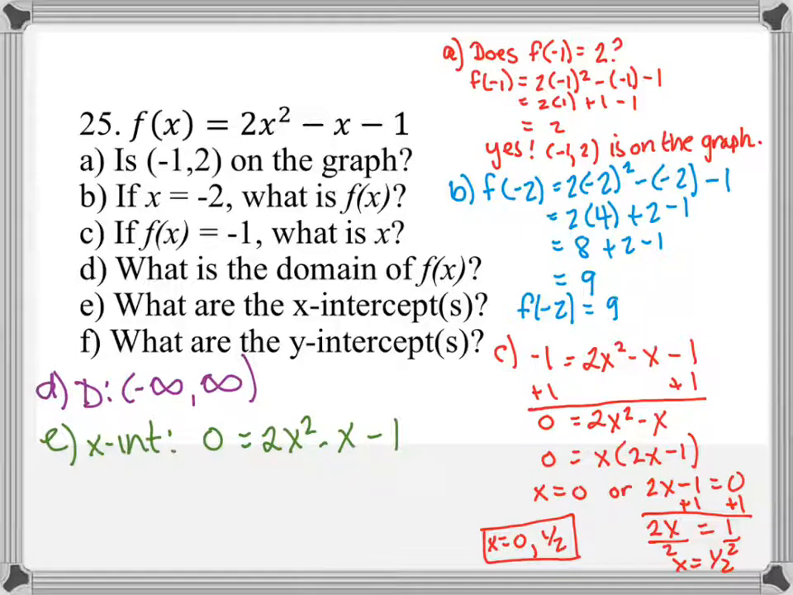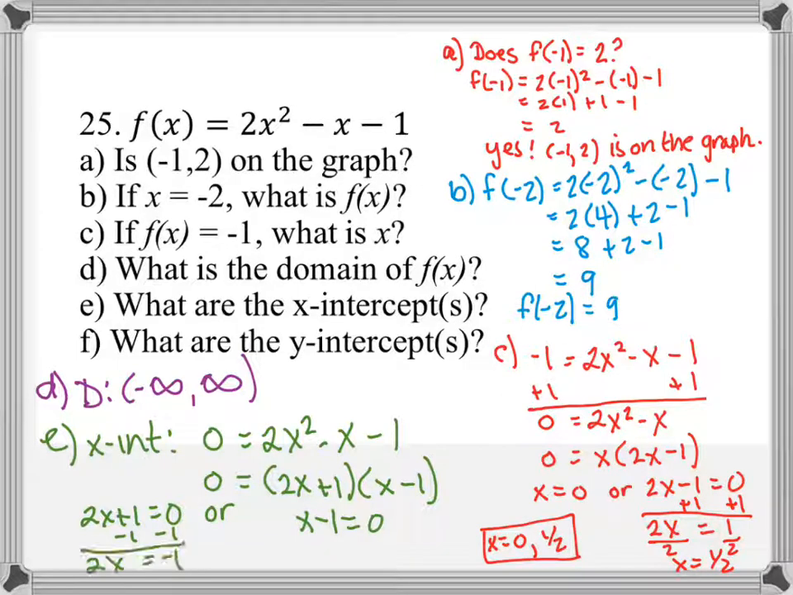So I will put 0 in for f of x and solve for x. This is a quadratic equation. I will factor the right-hand side into 2x plus 1 times x minus 1. I'll set each factor equal to 0. So 2x plus 1 equals 0, or x minus 1 equals 0. Subtract 1, I get 2x equals negative 1. Divide by 2, x equals negative 1/2. In the second equation, I'll add 1 to both sides, x equals 1. So my two x-intercepts are negative 1/2, 0, and 1, 0.